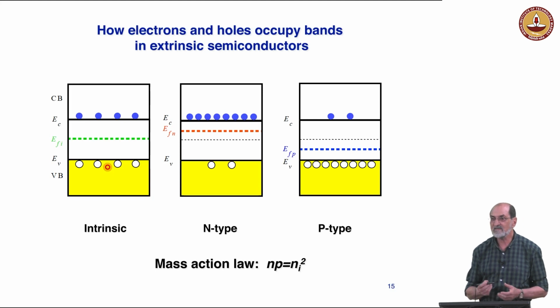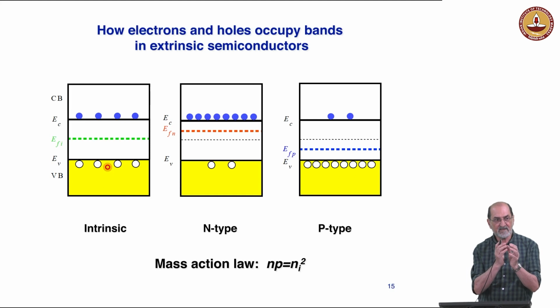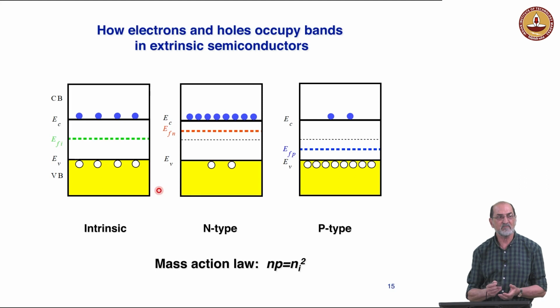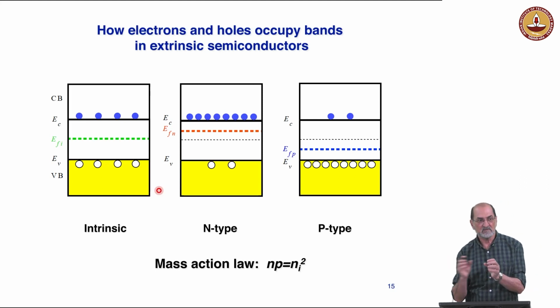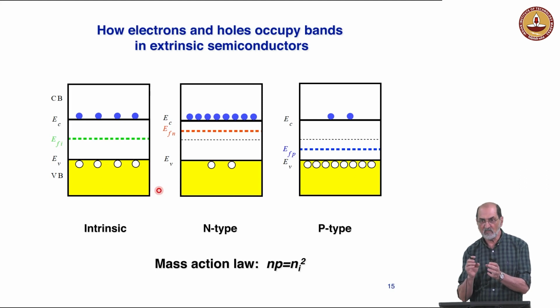Okay, so we have some kind of chemical reaction, which from nothing, from this sea of electrons and the sea of empty states, we generate an electron and a hole. So from nothing, electron plus hole. Now we apply the law of mass action.